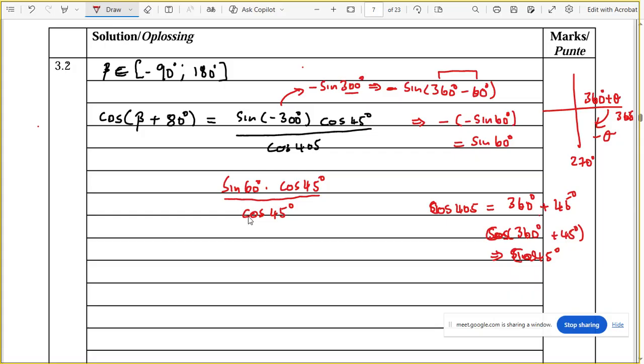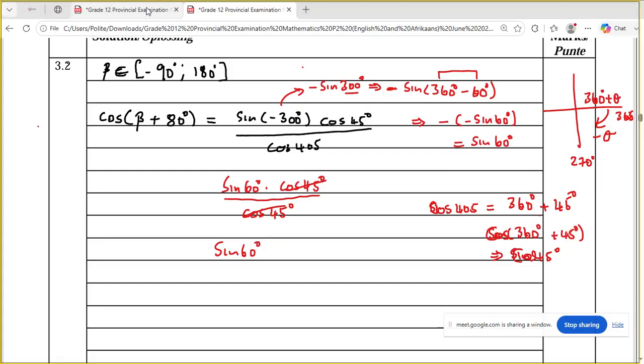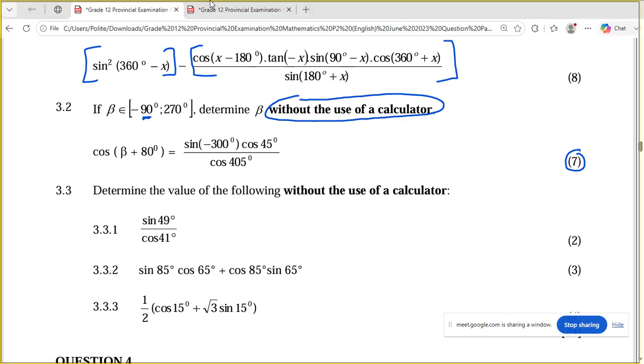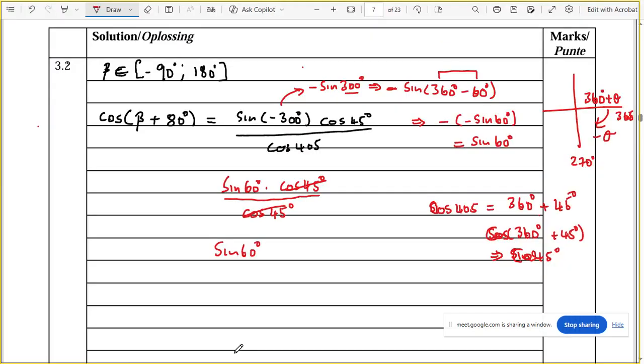So now, you can definitely go to your calculator. And okay, before you calculate, you can see that the cos and the cos cancels. I'm left with sine 60. Therefore, let's go back to that question. The question said, without using a calculator, can someone please say sine 60 on the calculator? Tell me what you get. Root 3 over 2.